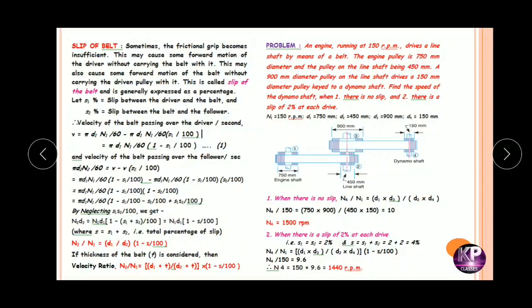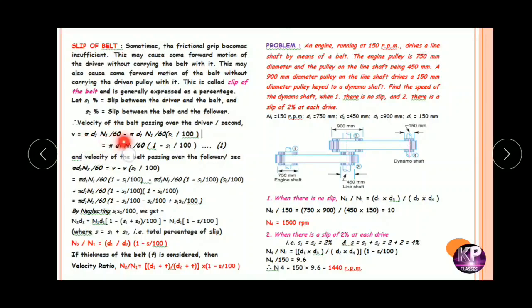Let's see the mathematical expression. Let S1 percent equal to slip between the driver and belt, and S2 equal to slip between the belt and the follower. Here one driver and one follower are considered, and a flat belt is around them.